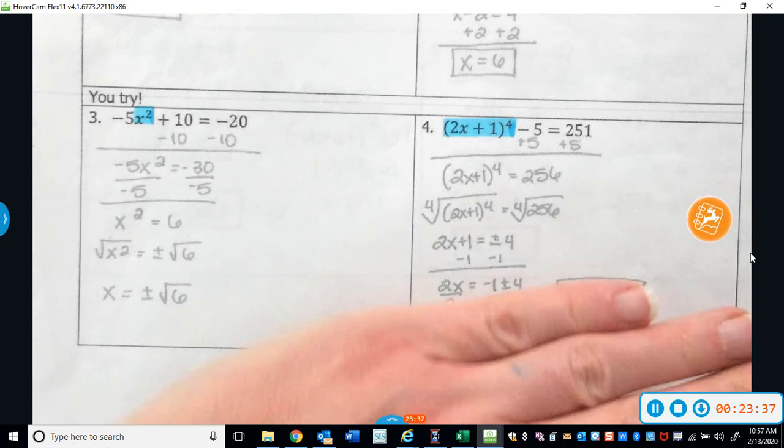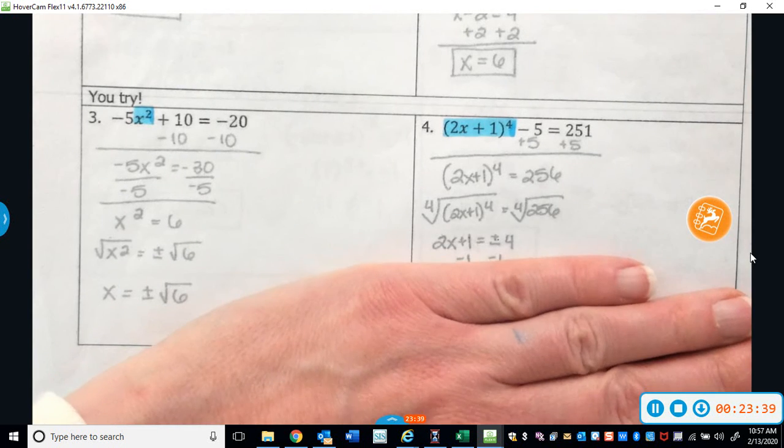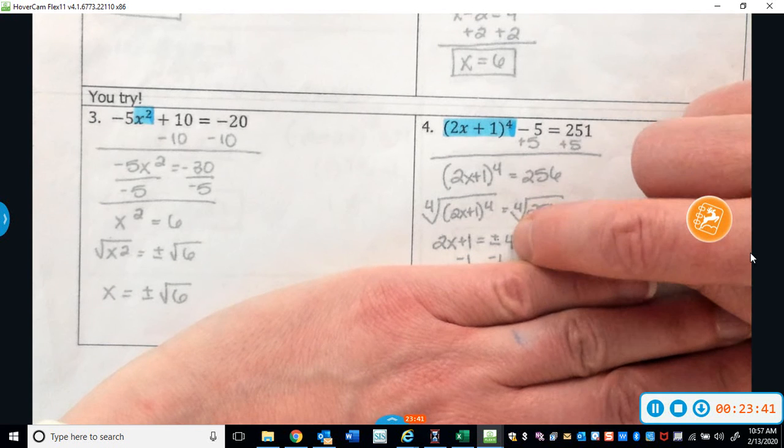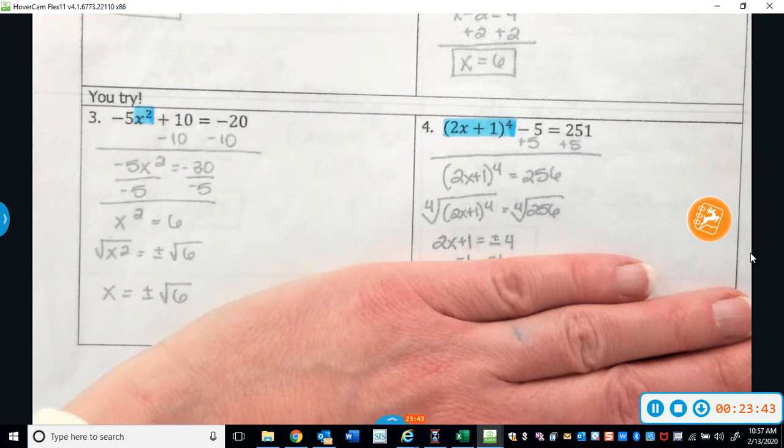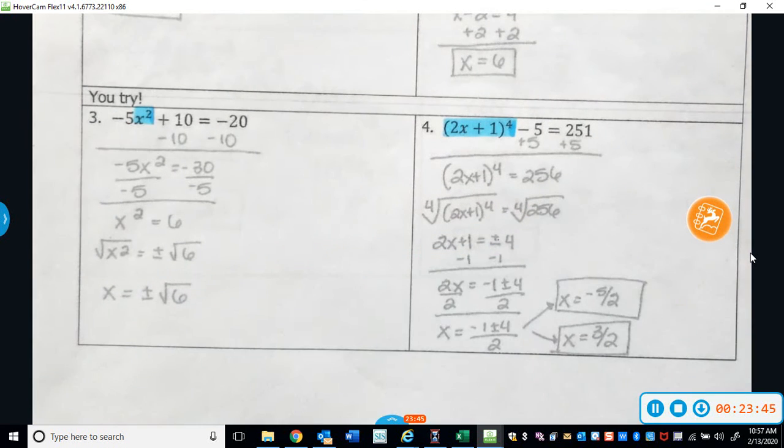Right, so I'm at this point. So the thing to be careful of here is I have two answers that I need to do these operations with. So one option would be, if you think you're going to make a mistake, maybe you write it 2 times, where you're saying, I also know that 2x plus 1 equals negative 4, and I also know that it equals positive 4. So when I take away 1 from both sides, 1 from positive 4 is going to give me 3, and 1 from negative 4 gives me negative 5.